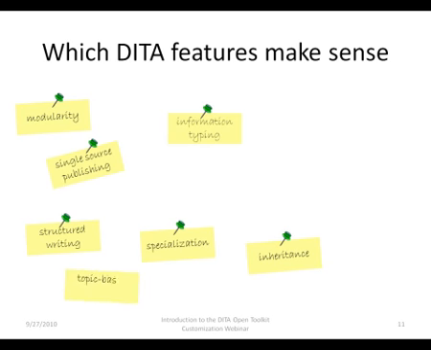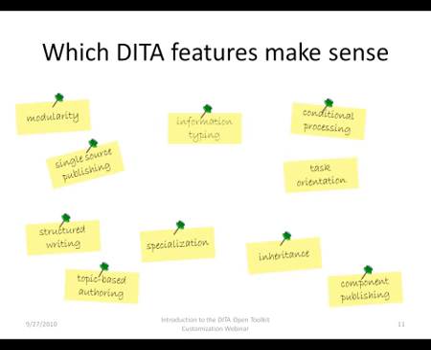Topic-based authoring, get better information to your customers. Conditional processing, profile the content for the intended audience. Component publishing, deliver faster, save cost on review and translation. Task orientation, focus on what the user must do, not on product features. Content reuse, save cost and time, improve quality.